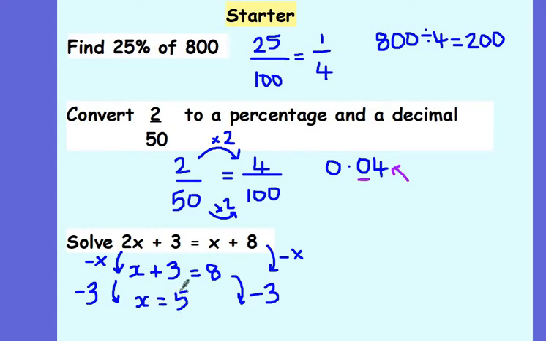Let's double check it works, shall we? 2 times x would give me 10, plus 3 gives me 13. X plus 8, if x was 5, I would also get 13, so it works.